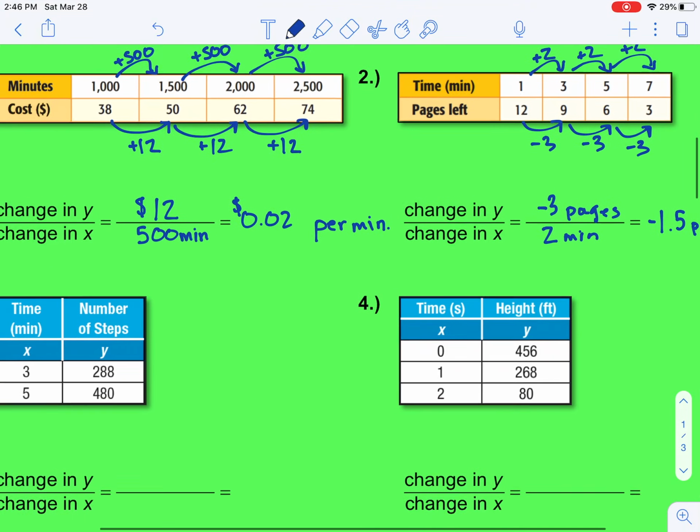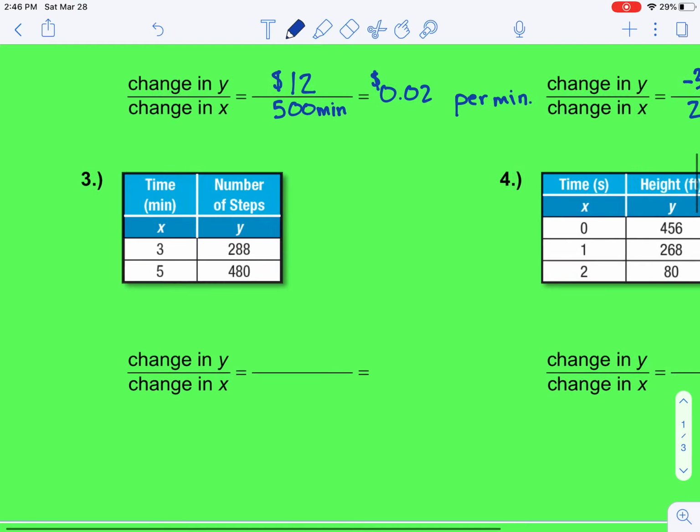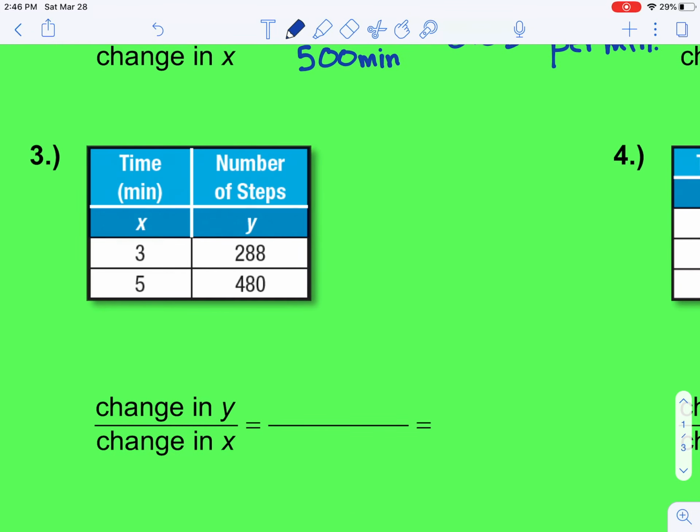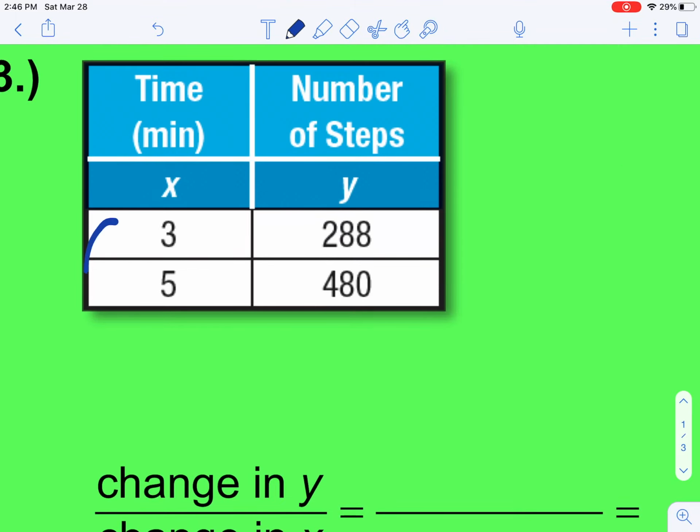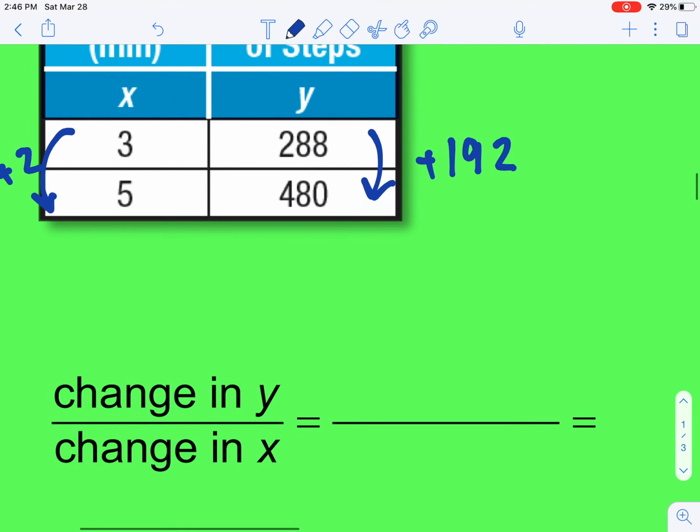Okay. All right, let's take a look at number 3. Number 3, it's still a table. It's set up a little differently for us, and it has our x and y in there, so that's really nice. Let's take a look at our x. Our x looks like it's changing by 2. And our y is changing by 192. And if you need to use a calculator for that, you're more than welcome to. So our change in y is 192.